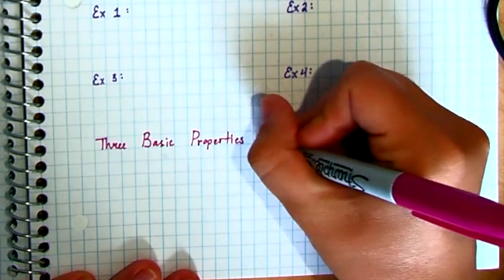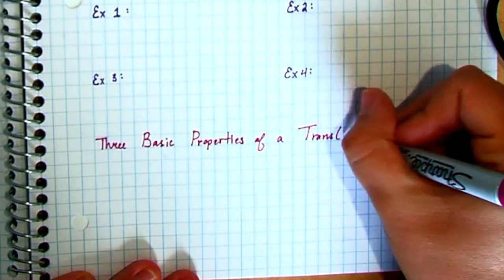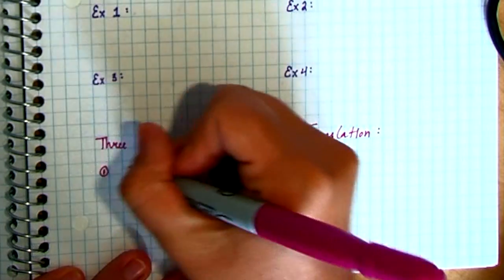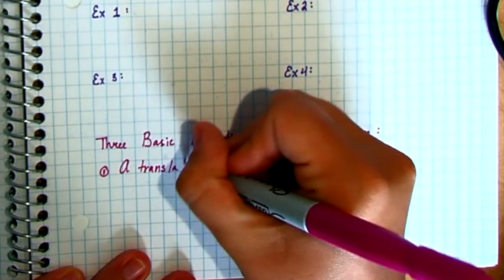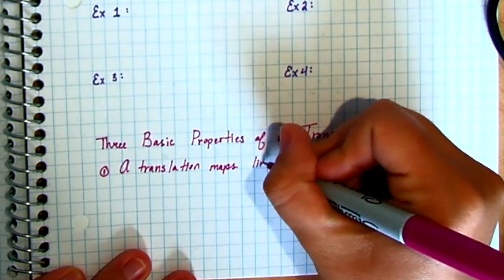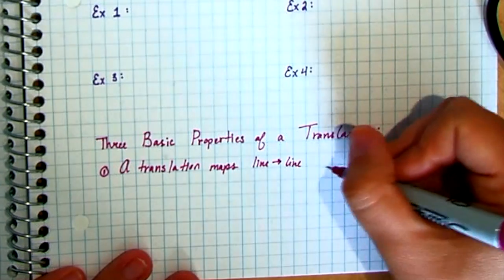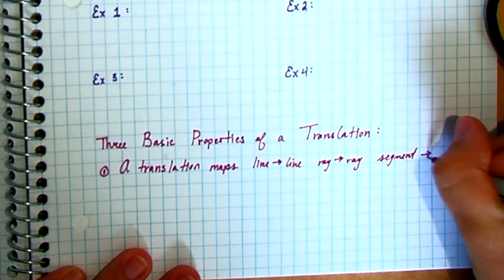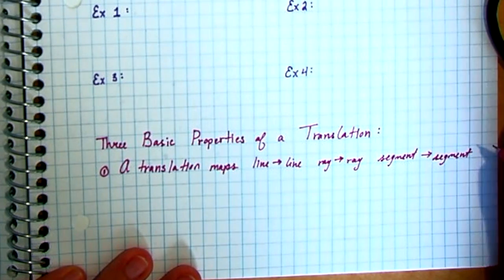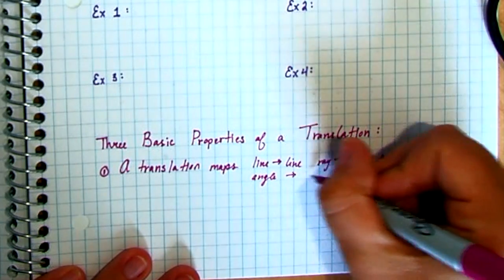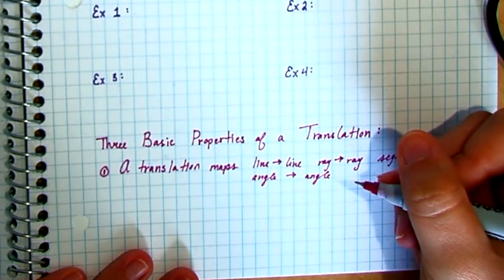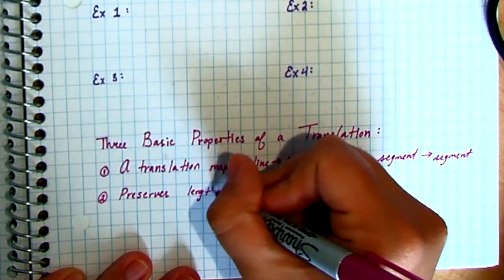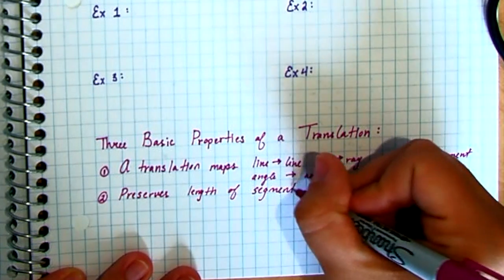So the 3 basic properties of transformations are going to be, 1, that a translation maps lines to lines, rays to rays, segments to segments, and angles to angles. What that means is that if a line is a certain distance and you do a translation, the resulting line should be the same distance. Same thing with angles and segments.